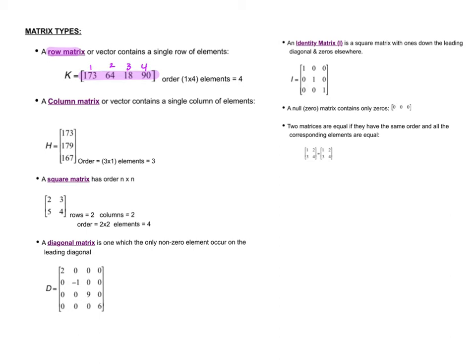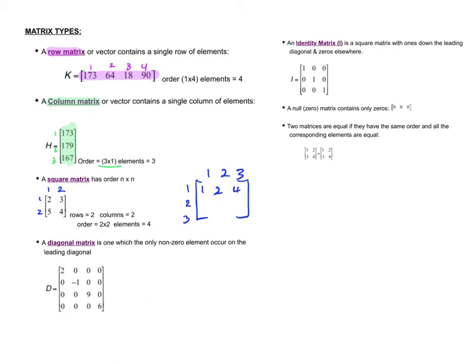Okay, so it's pretty self-explanatory. If we have a column matrix, we only have one column. And if you look, this one has 1, 2, 3 rows, so that's why it's a 3 by 1. Okay, a square matrix, if you look, the rows and the columns are the same amount, aren't they? So I've got 1, 2, and 1, 2. So I could have a 3 by 3, and that would also be a square matrix.